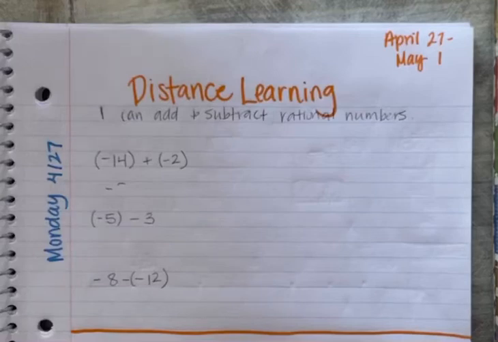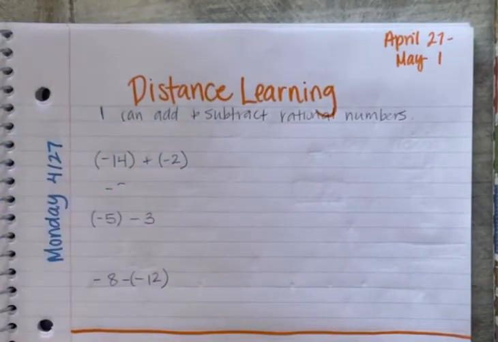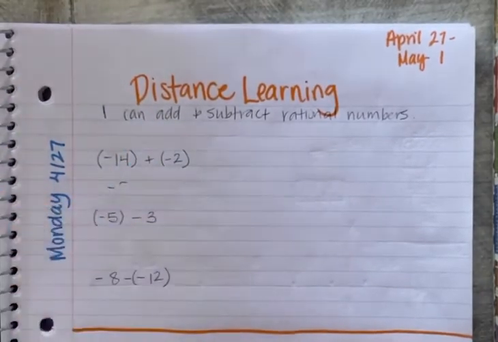All right, so for Monday's pod, we are tackling adding and subtracting rational numbers. Let's start with adding rational numbers. When we add rational numbers, it's really important to look at the sign.